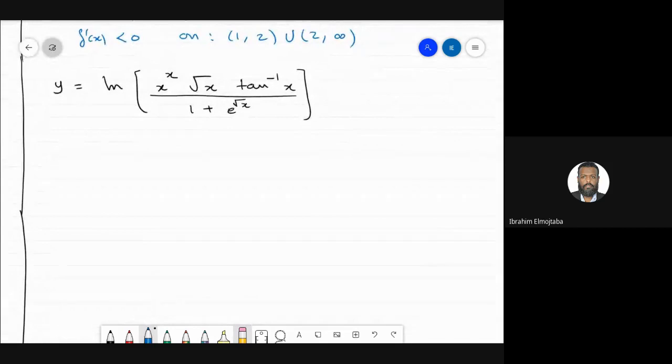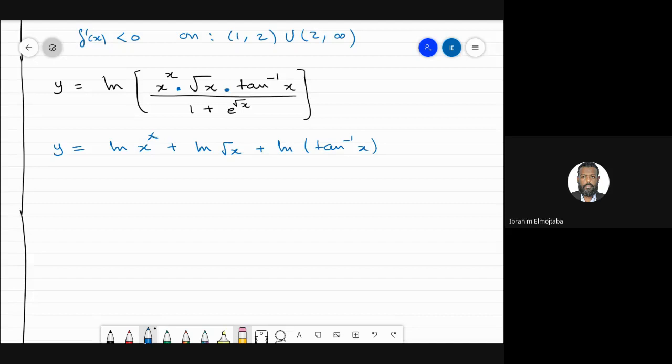طبعا ln تتوزع على الضرب. شوف الضرب هنا وهنا على القسمة، معناها بتكون y عبارة عن ln x to the power x plus ln جذر x plus ln tan inverse x، بعدين minus ln 1 plus e to the power square root of x، لأنه المقام كاملا في جمع فما يتوزع الآن على الجمع. في المقام ضرب ضرب ضرب فصار عندنا 1 2 3 بلس بلس بلس، بعدين المقام 1 plus e to the power جذر x هذه كاملة داخل ln.